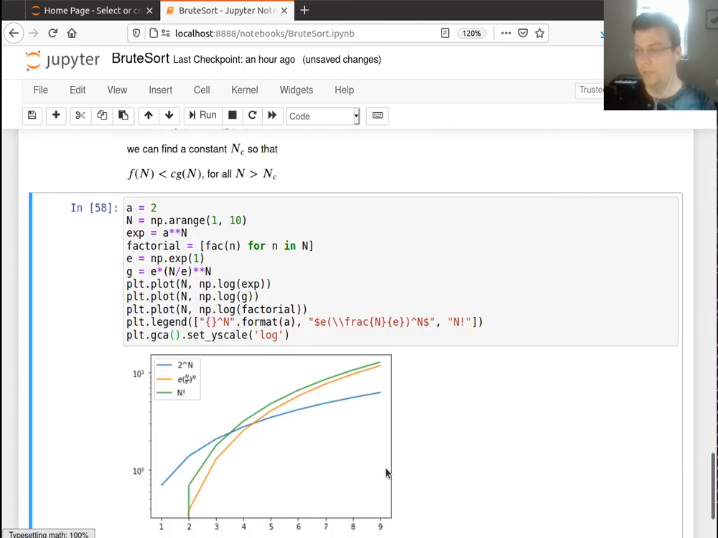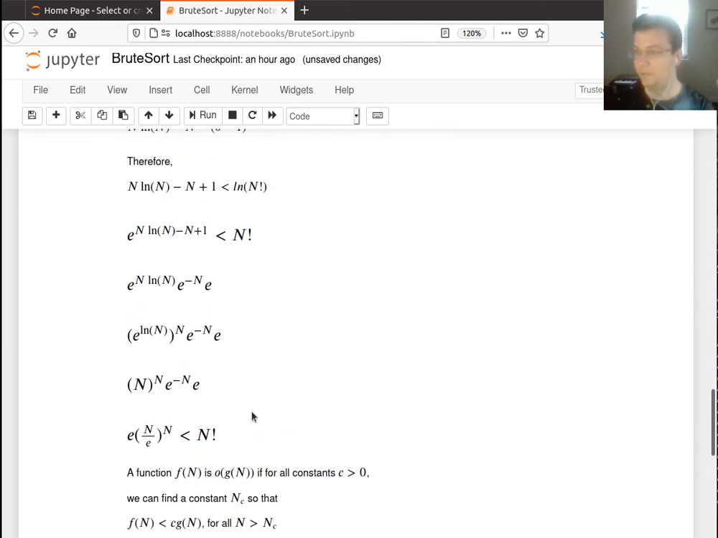All right. So in English, what this is saying is that beyond a certain point, my g of n is going to totally crush f of n. I can scale down my g of n as much as I want, and I will still win. So given this constant, I'm going to ask you to find this constant. Where does it crush it? Beyond where does it crush it?